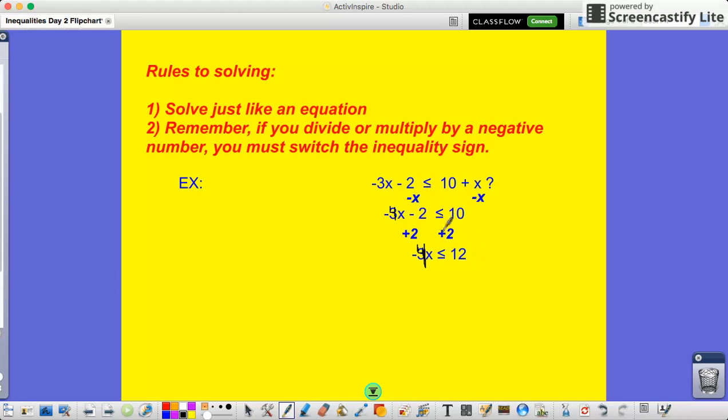Because you added 2 to both sides, we divide by negative 4 on both sides. And we end up with x. Uh-oh, we divided by a negative. We have to switch the inequality. So 12 divided by negative 4 is negative 3.